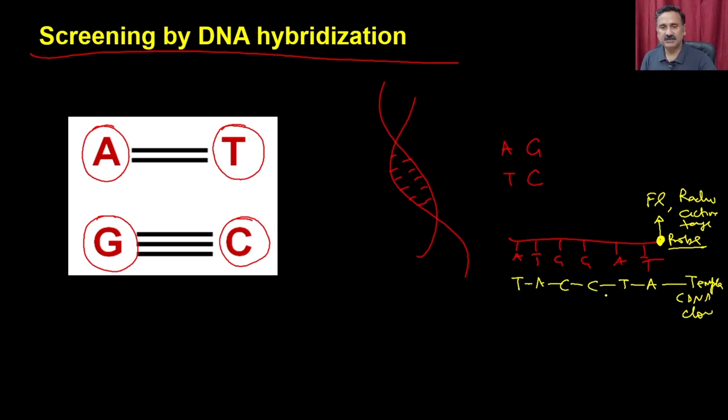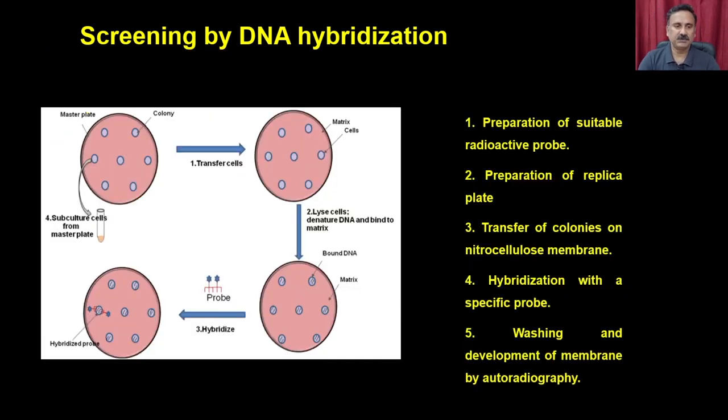Now how are you going to do this? You're going to use a cDNA library. Suppose this is the library, whether it is a genomic library or a cDNA library. You have the main plate where you have all the clones, and that plate is called the master plate, which means this is the original plate where your clones are present. So imagine that these are the clones you have.